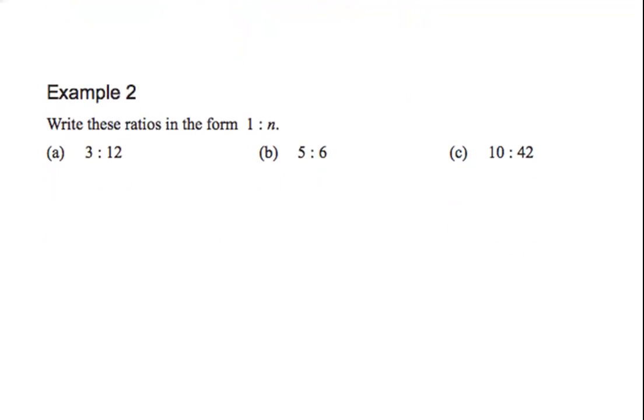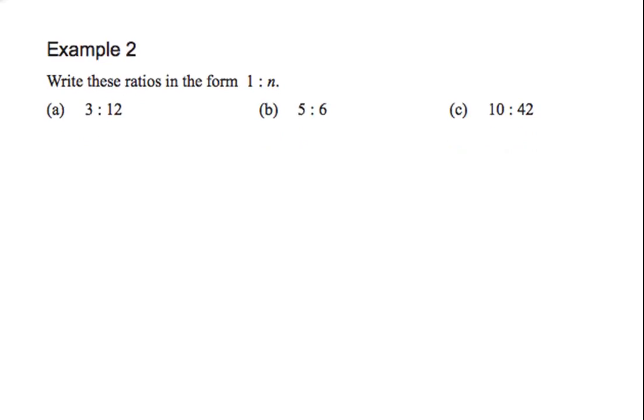Alright, in example 2, we want to write these ratios in the form of 1 to n. So we're explicitly being told that 1 will be on the left side and then some value will be on the right side, but we have to keep these ratios equivalent.